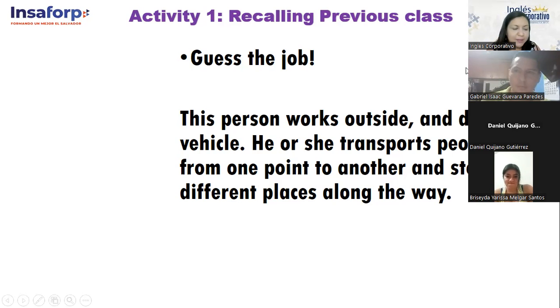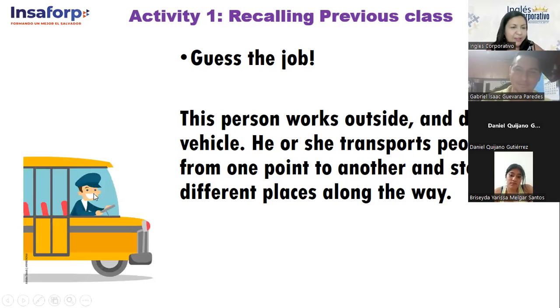Driver. Yes, Gabriel is correct. It's the bus driver. Exactly. Very good. So now you are going to write a similar description, but of a different job. Think about a job and write about what this person does in this job. Later, you are going to share, and we have to guess what the job is. Okay? So please work on that.